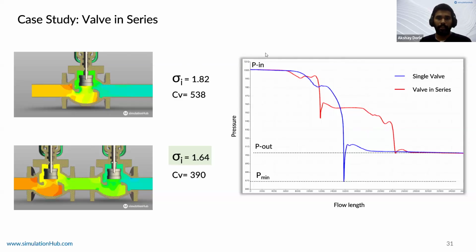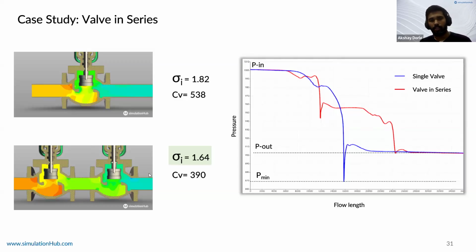When valves are in series, the same pressure drop of 1 bar has two stages, so more areas of pressure loss to get to the same downstream pressure. So we can even see in the line plots that instead of abruptly dropping to a very low minimum pressure value, it drops gradually in both the stages. And this could be one of the strategies of mitigating cavitation in your valves.